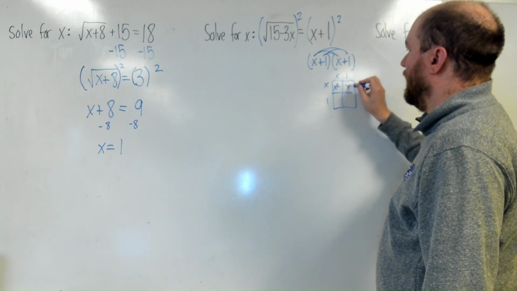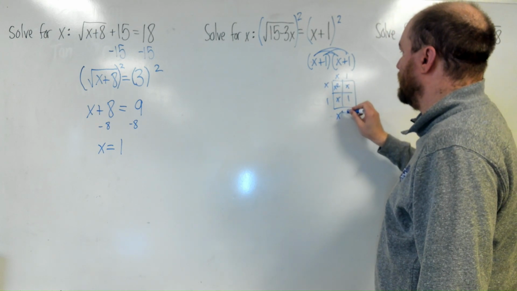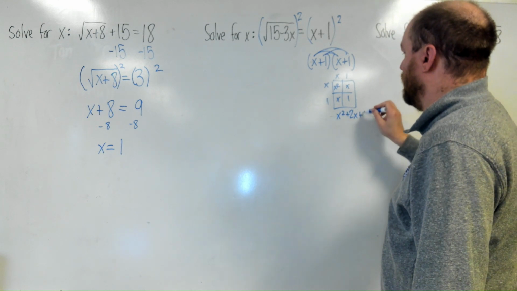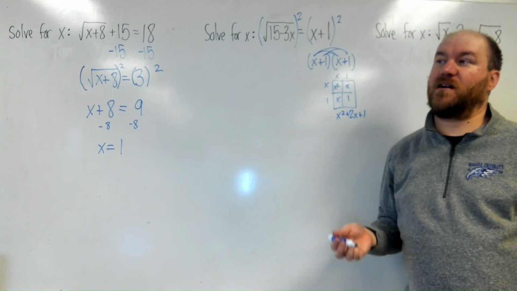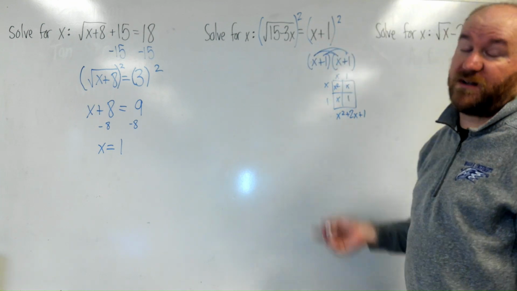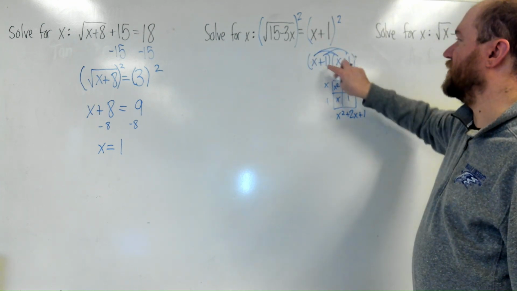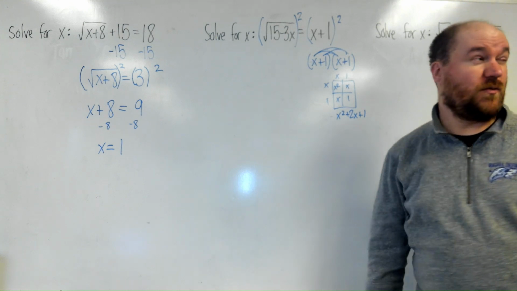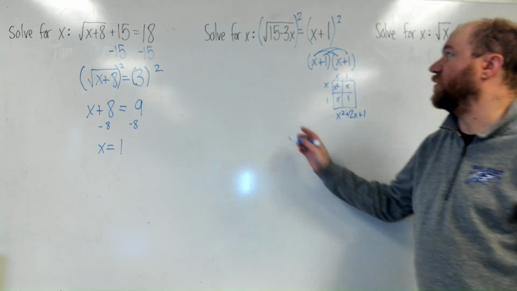X squared, x squared plus 2x plus 1. So if x plus 1 squared, a lot of people just say it's x squared plus 1 squared. That's not how it works. You have to do FOIL or you have to do box method. All right, so let's do that.